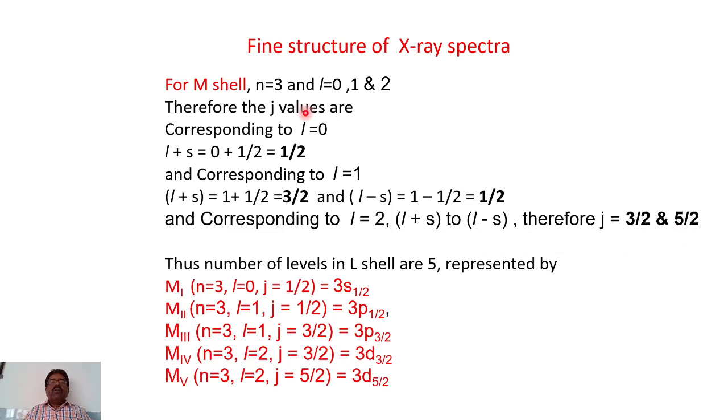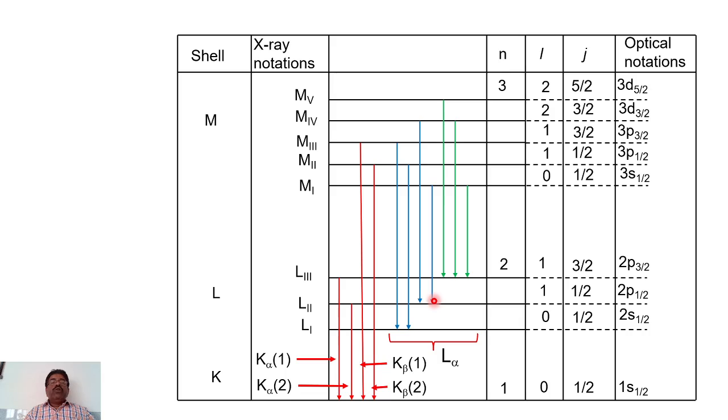There are 5 levels for this M shell, and they are represented by these X-ray terms M first, M second, M third, M fourth and M fifth, and the corresponding spectral terms are these: 3s half, 3 represents the principal quantum number everywhere, and s half, p half, p 3 by 2, d 3 by 2 and d 5 by 2, for the corresponding J values of the corresponding L values. So L is equal to 0, L is equal to 1 for P letter, and L is equal to 2 for this D level. So there are 5 different levels for M shell. Because of these levels, now you will understand why there is a fine structure of X-rays. I have shown here this detailed diagram to understand the fine structure of X-ray spectra.